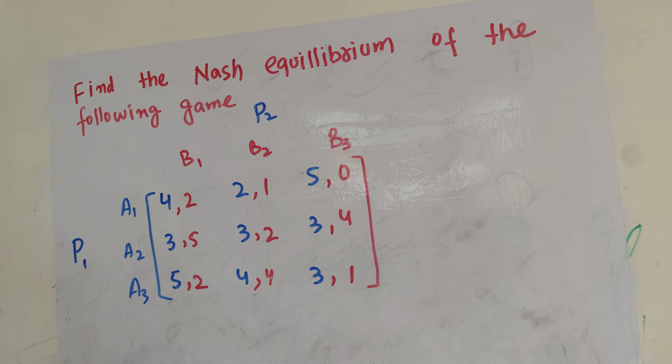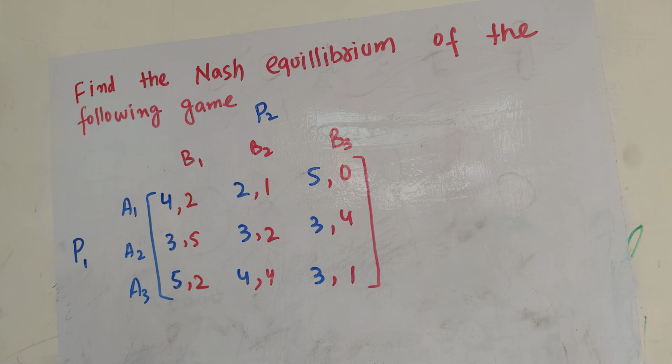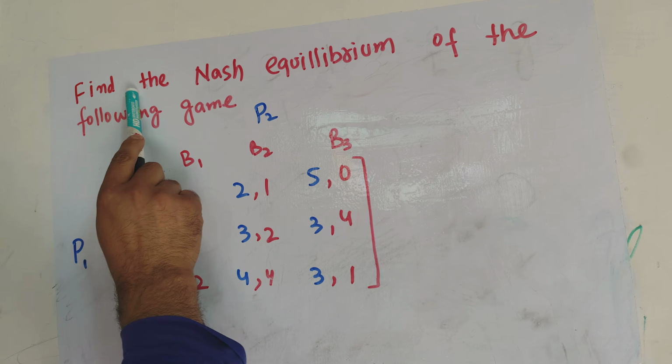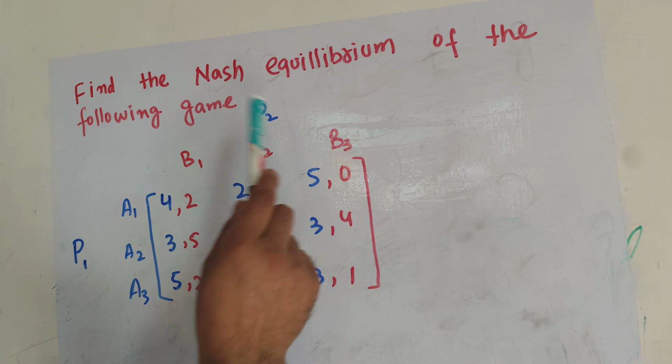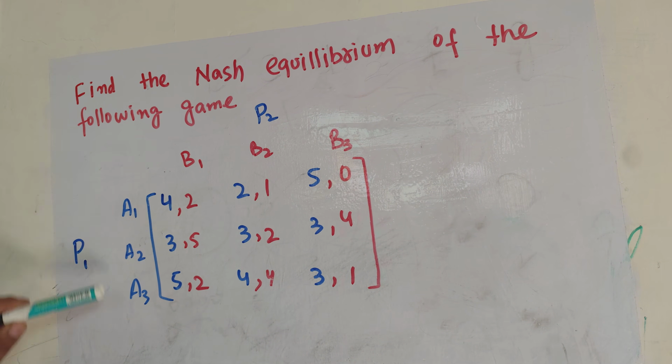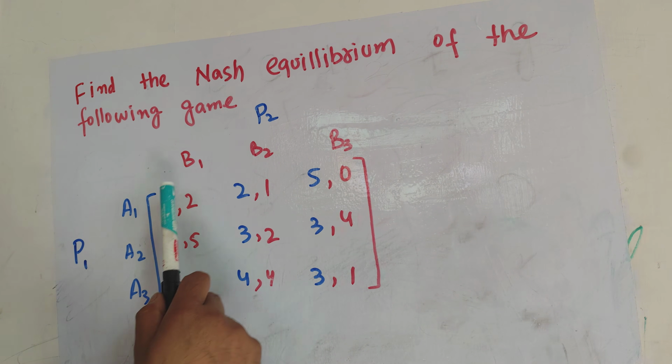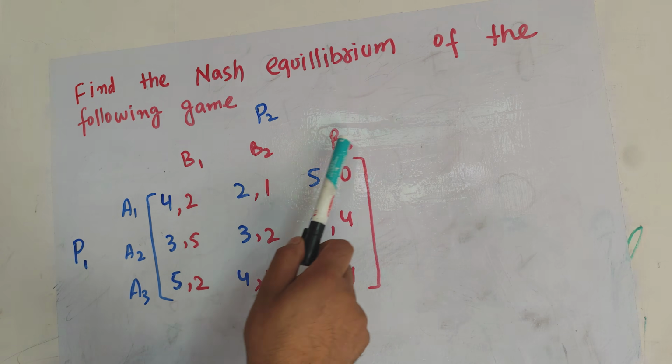In this video, we will solve a question on how to find out the Nash equilibrium. The question is, find the Nash equilibrium of the following game. We are being given a pair of matrices for two players. We have player 1 and player 2, and player 1 has three strategies, that is A1, A2 and A3. Similarly, player 2 has three strategies, that is B1, B2 and B3.